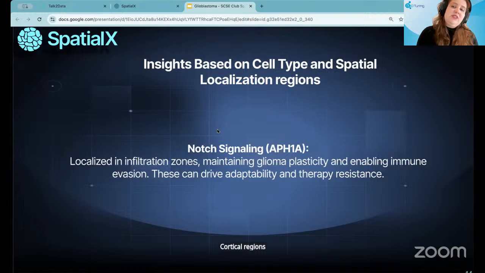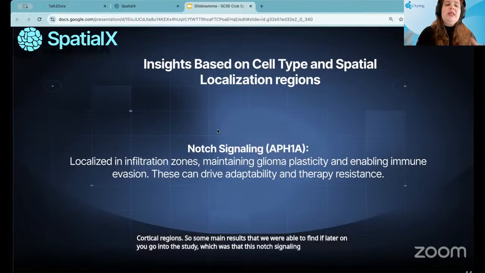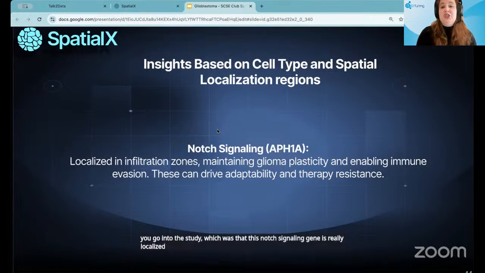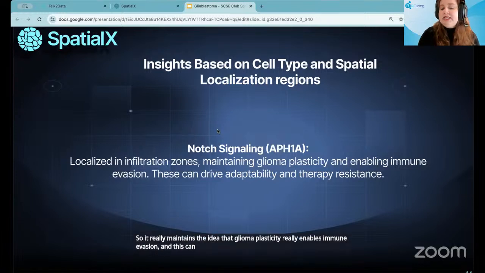So some main results that we were able to find, if later on you go into the study, were that this Notch signaling gene is really localized in very particular infiltration zones. So it maintains the idea that glioma plasticity enables immune evasion, and this can drive an adaptability change or therapy resistance if you're looking for immune therapeutic targets.